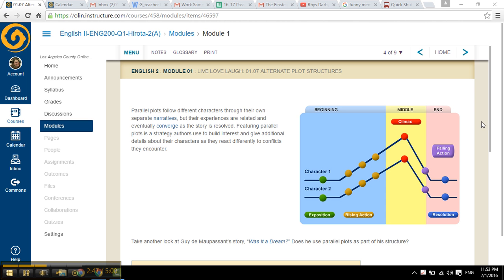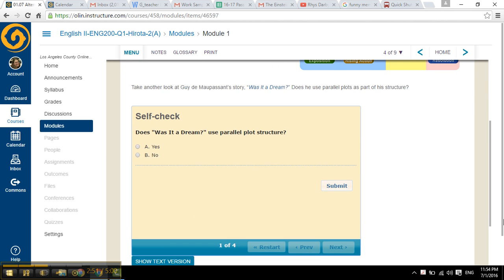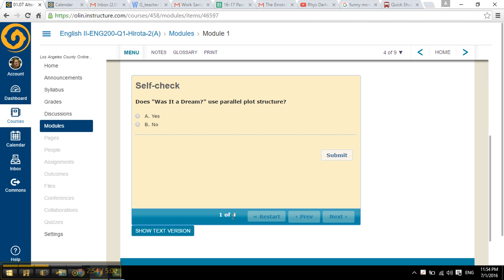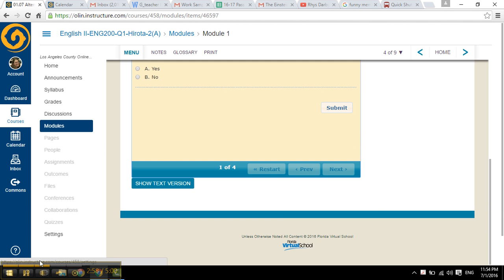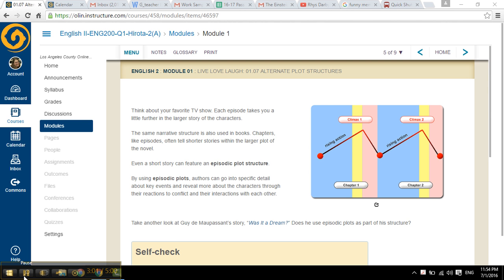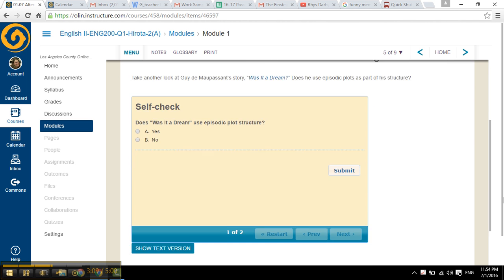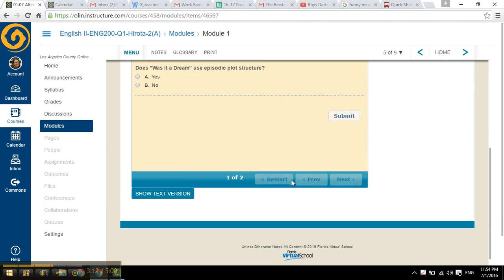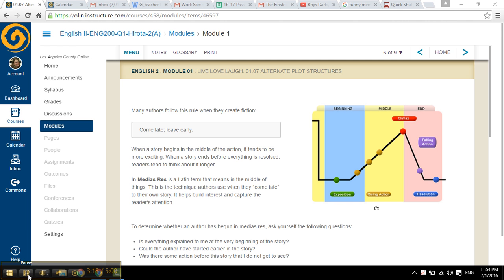Read through all of this, take a look at the little chart here, scroll all the way down, and do the self-check. There are 4 pages on this self-check, so make sure that you do all of the questions, and then you'll go to page 5. Page 5 is talking about episodic plot structure. So you need to read through this whole thing and then do the self-check here. There's only 2 questions for this one. So when you're finished with that and you've read everything, you can go on to page 6.